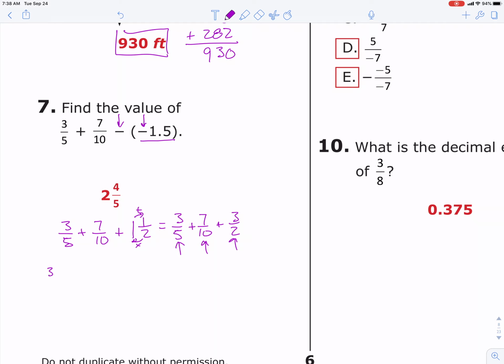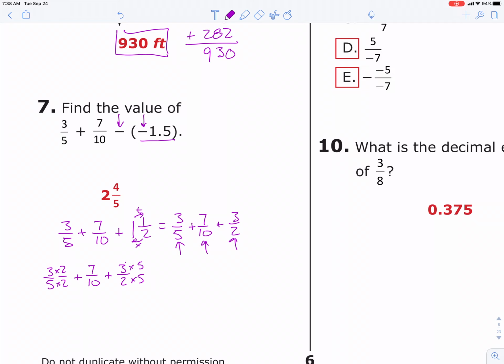I'm going to rewrite these. 3/5. What do I multiply 5 by to get 10? 2. So I got to multiply by 2 over 2. Plus 7/10, I don't have to mess with that. I already have a 10. Plus, what do I multiply 2 by to get 10? I multiply it by 5. So I got to multiply the top and bottom by 5.